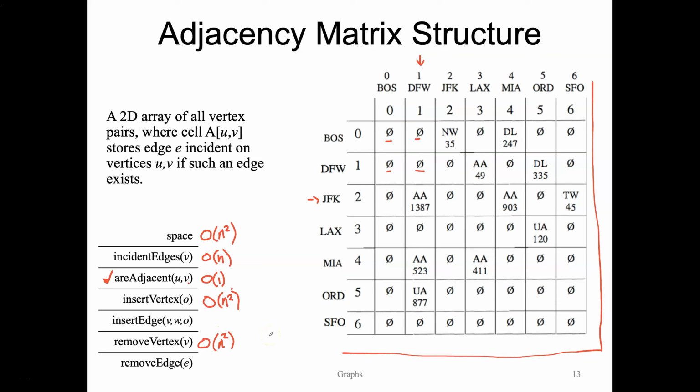But we can insert or remove an edge in constant time because, again, we're just accessing that particular index of our two-dimensional array. So this is at index v and w, we insert this object, or we remove that particular edge at index v and w, since we can access the endpoints of that edge.